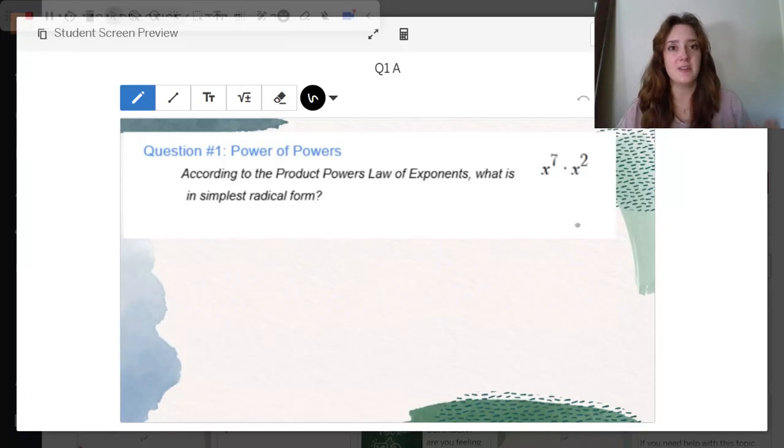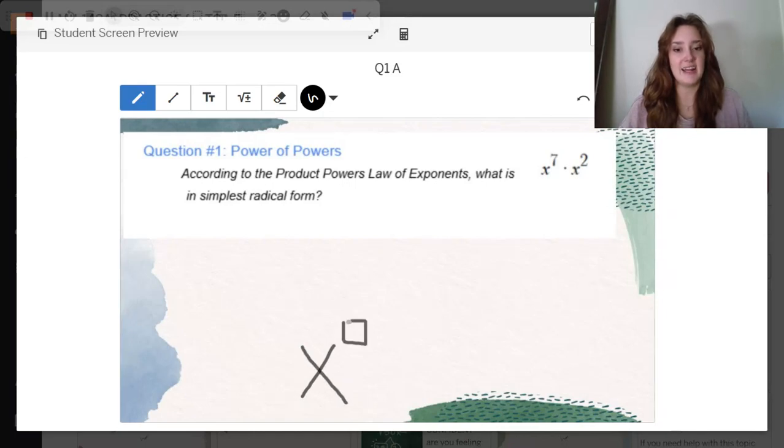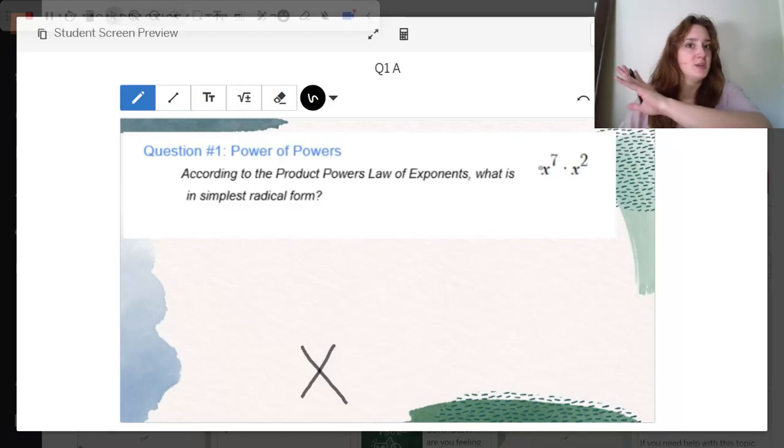Whenever we're simplifying with exponents, our goal is to condense. We want to combine stuff, make it smaller somehow. So our answer is going to be, the base is going to stay the same, and we just need to figure out what that exponent is going to be. So different ways we could do this. We could do expanded form and write out a whole bunch of x's and count up how many x's there are.